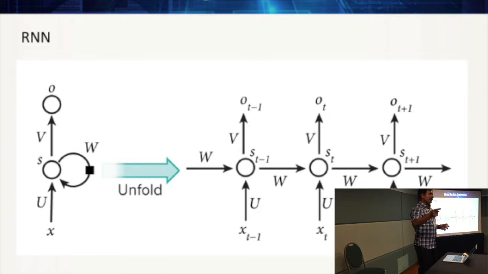So if there is a word which has an impact of the gender in my translation, I should be aware that the subject is a male. So that type of awareness it keeps. Typically inputs are referred to as X and outputs are referred to as O. Sometimes it could be something else too, but for discussion today, let's say inputs are X and outputs are O, and you see an S there.